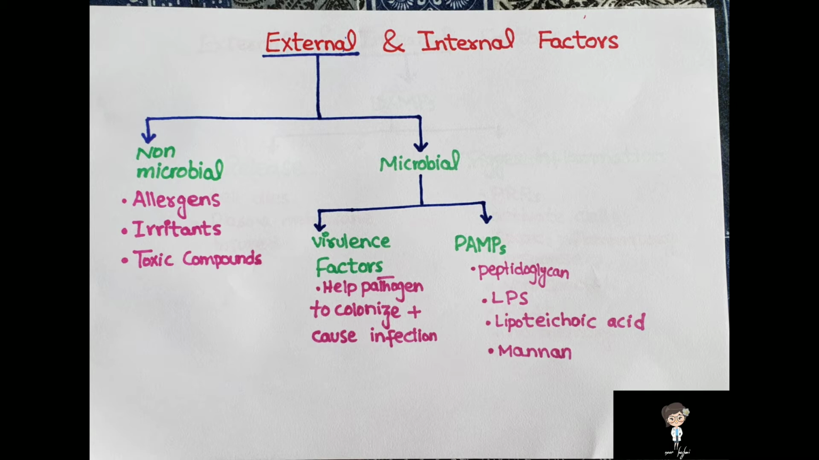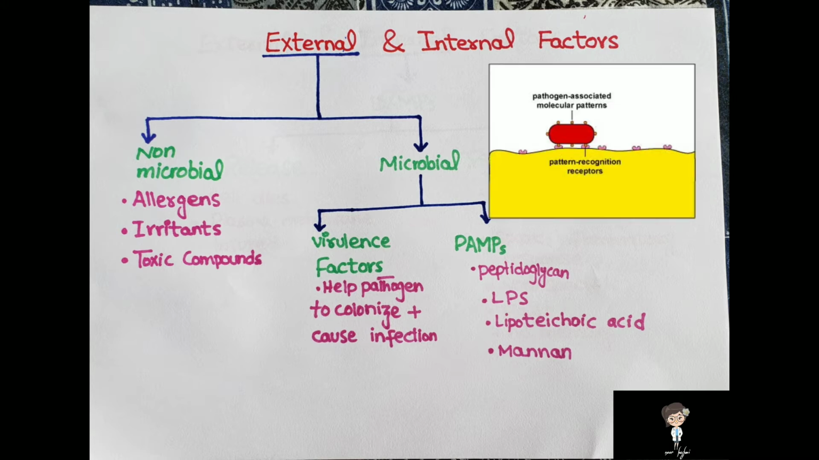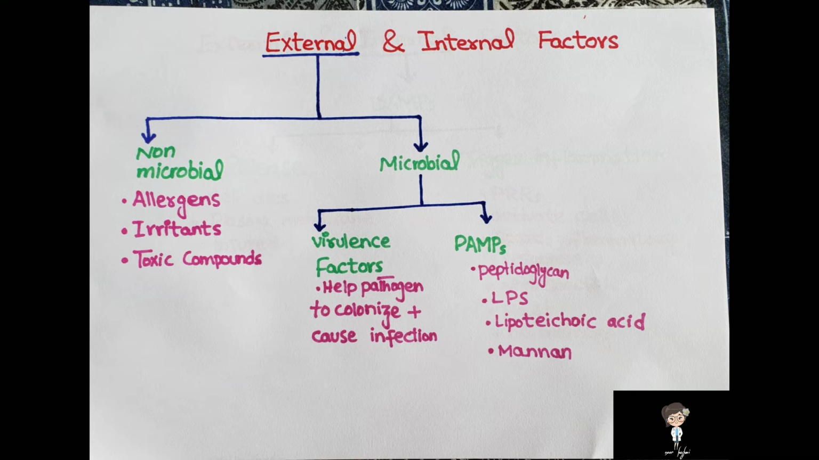Virulence factors are factors that help pathogens to colonize tissues and cause infection, while PAMPs are small molecules of conserved pattern that are shared across many different pathogens, including bacterial wall components like peptidoglycan, lipopolysaccharides or LPS, and lipoteichoic acid, and fungal wall components like mannan. PAMPs may include viral DNA or RNA. Our immune system recognizes these virulence factors and PAMPs and releases an inflammatory response against them.